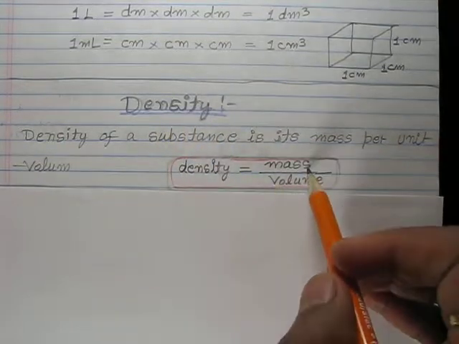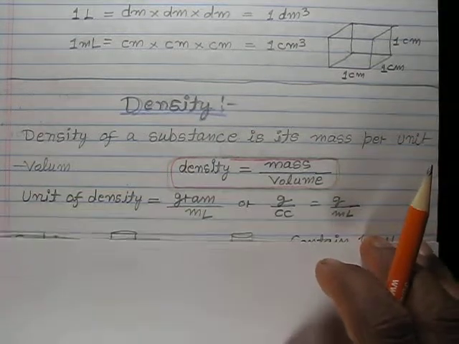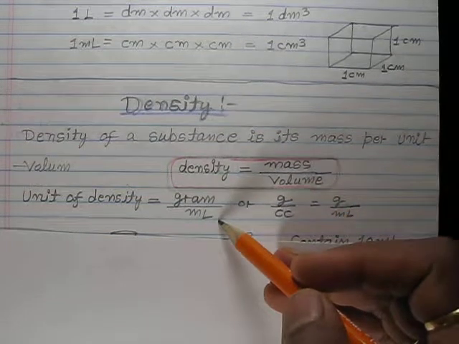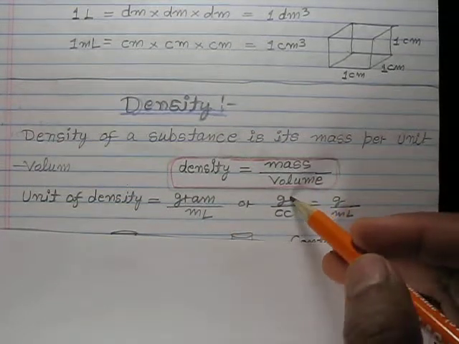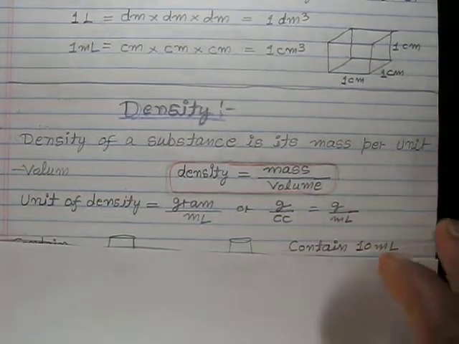Density is calculated by mass over the volume. The mass unit is gram and the volume is in ml. So we can say gram per ml, or gram per cc, or gram per centimeter cube also.